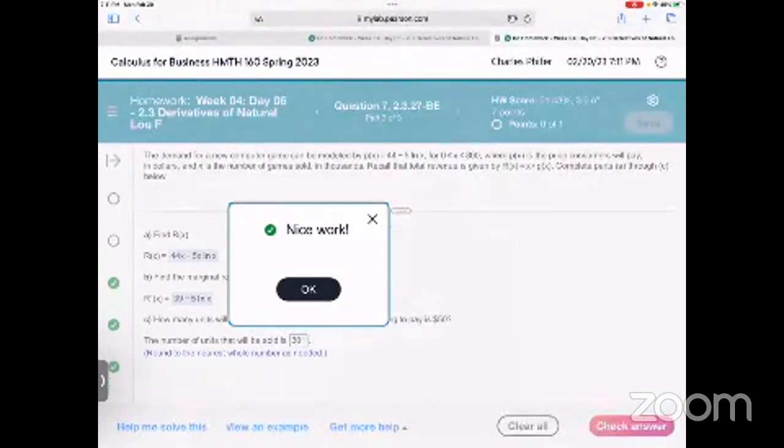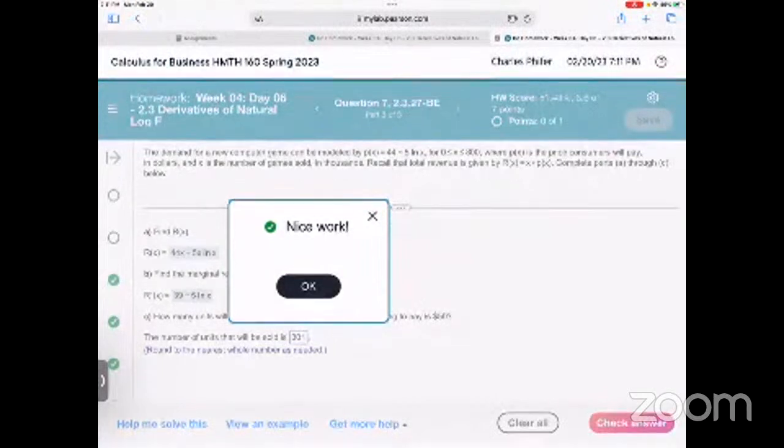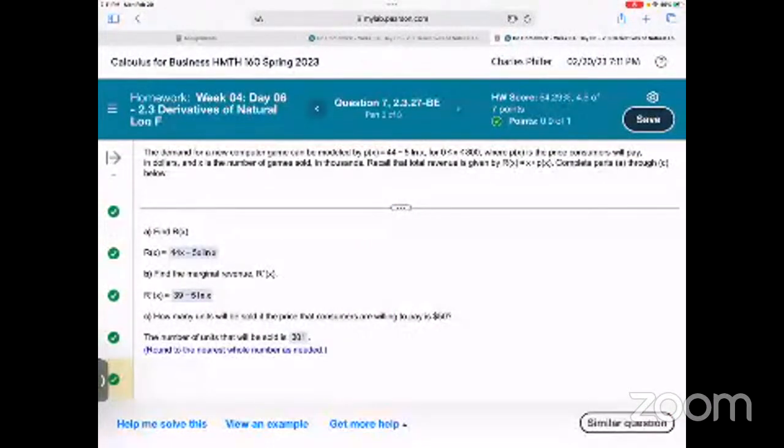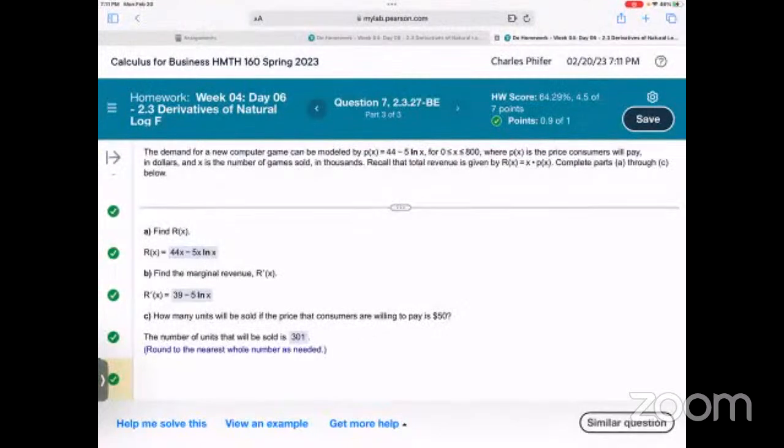So notice when I couldn't figure out what I was missing, I just clicked on the view an example, right? And then I kind of compared it to what I did. I found what was different. And I was like, oh, duh. This is in terms of thousands of units, right? And we were doing it as individual units. Okay.